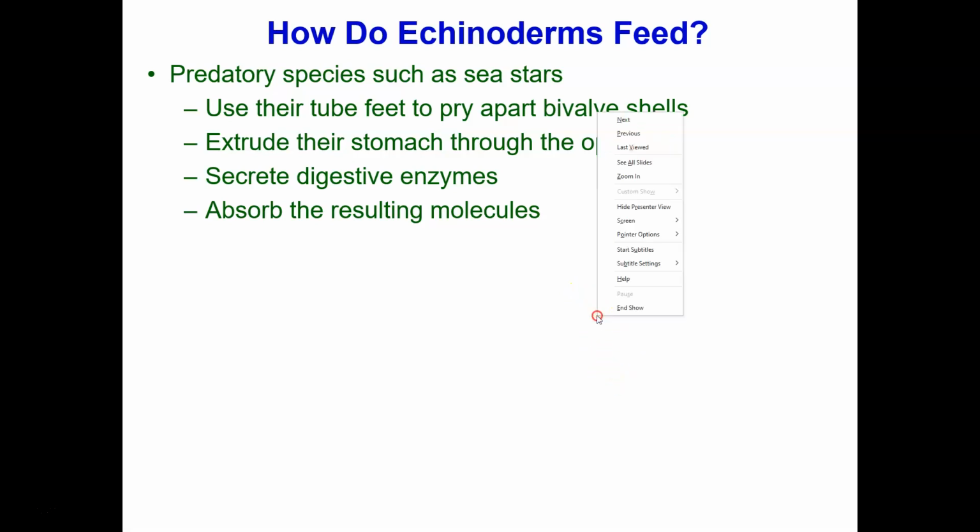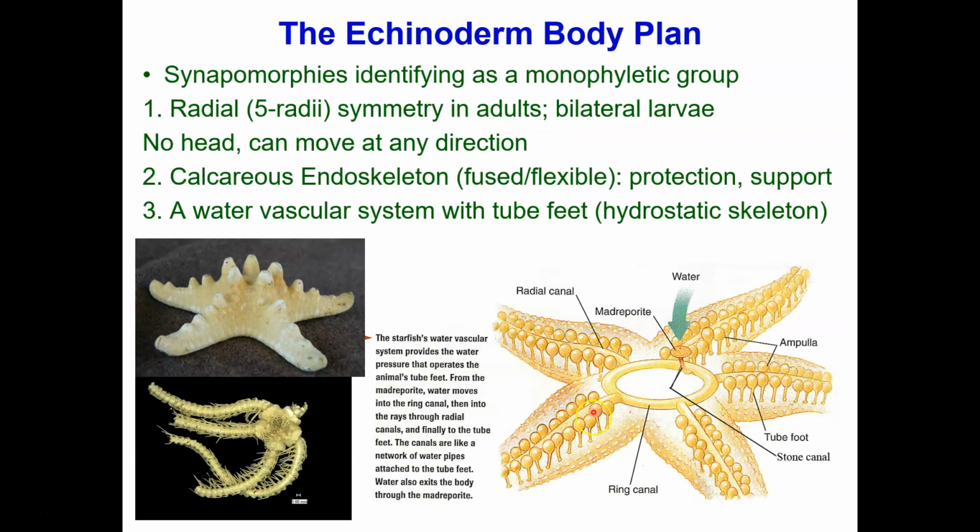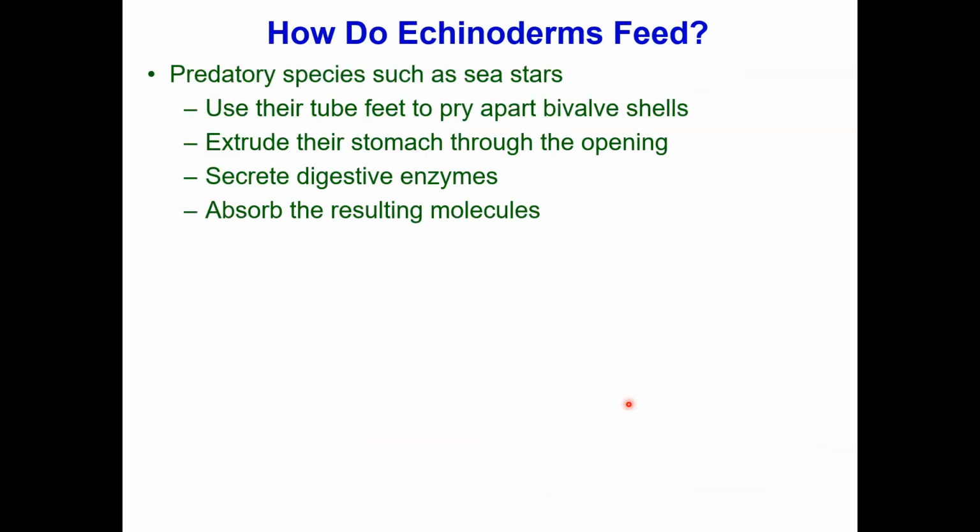So, how do echinoderms feed? Some echinoderms are predators. For example, sea stars use their tube feet. Remember those tiny little peg-like things in the water vascular system? Let's go slightly backward. These things, right? They use those to pry open bivalves. Remember bivalves, those mollusks?